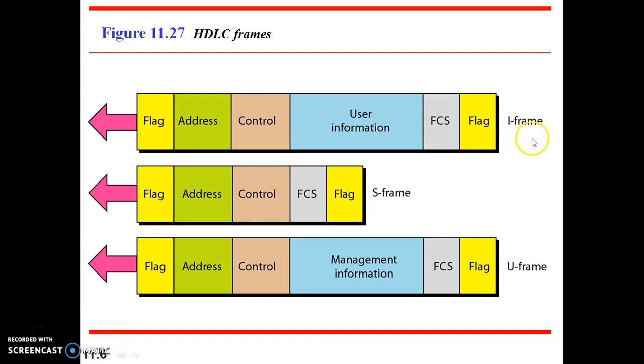The I frame is used to transport user data as well as control information. The S frame, or supervisory frame, is only used to transport control information. Whereas the U frame, or unnumbered frame, is mainly reserved for system management. That is, the information carried by the U frame is only meant for managing the link itself.